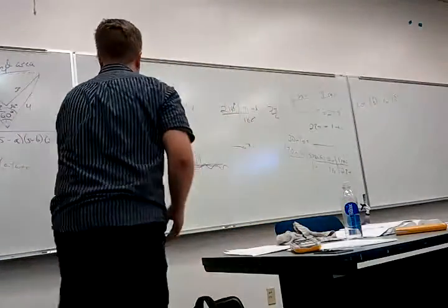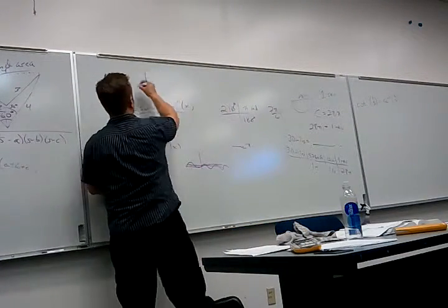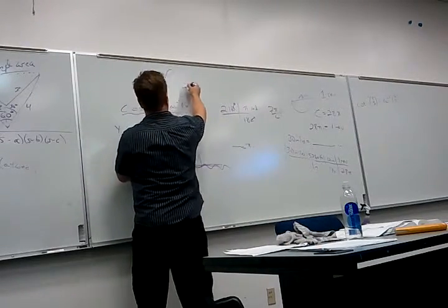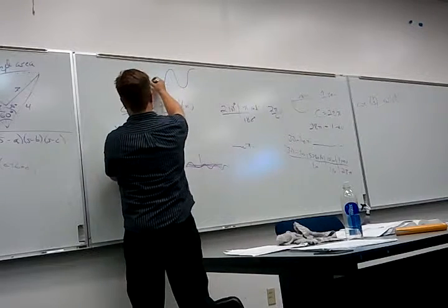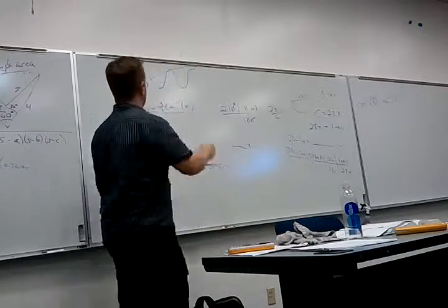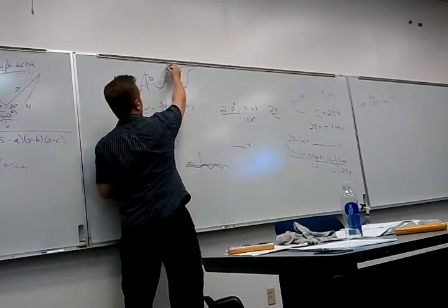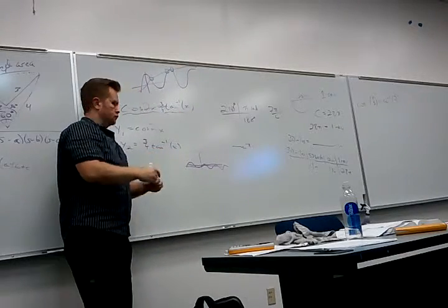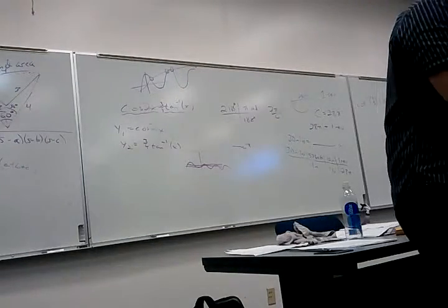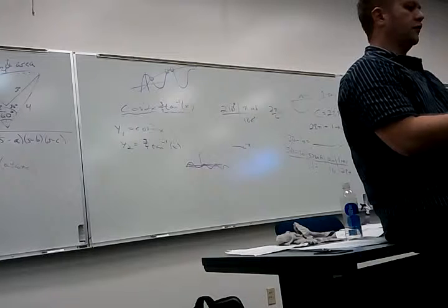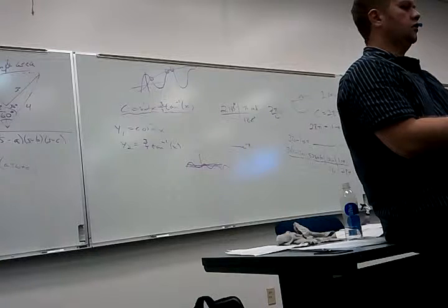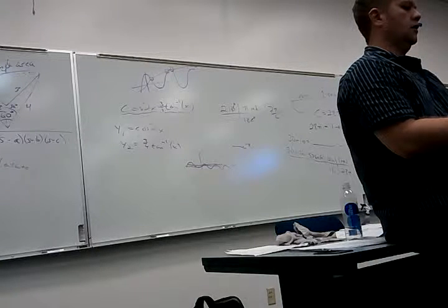So now we have a picture like this. Right? And I can see my answers are here, here, and here. So now I can use that intersect. Go to second calc, intersect. Intersect is number 5 on that list. And then just move your cursor until it's on top of one of the intersections. Enter, enter, enter.